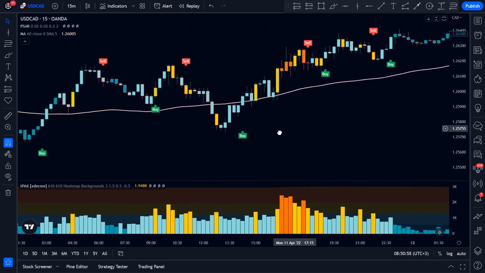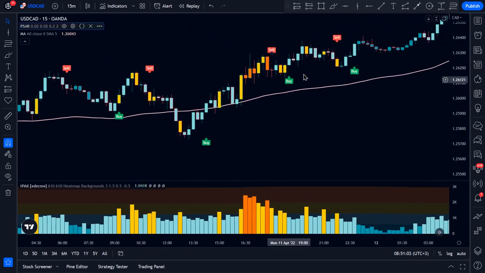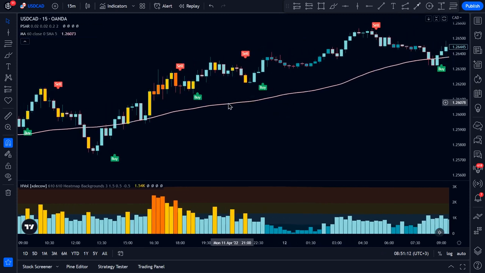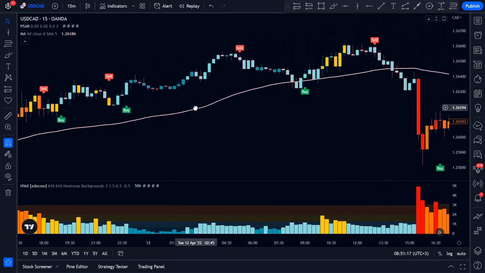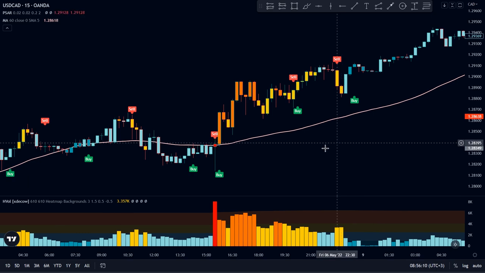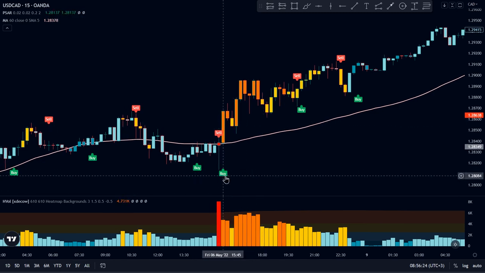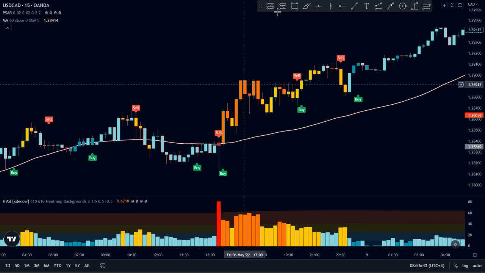The Parabolic SAR indicator is a buy-sell indicator and it's going to provide us with entry signals. The Moving Average is going to be used as a trend filter. Now, to take a long trade, the price must be trading above the moving average. The Parabolic SAR indicator should print a buy signal, and then the candle should be colored either red, orange, or yellow to indicate a volume threshold of above average.